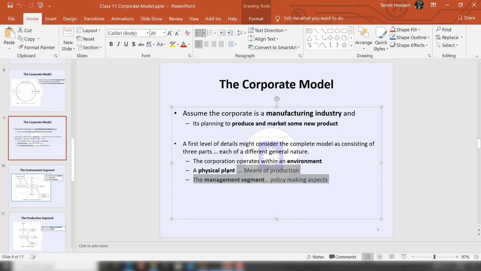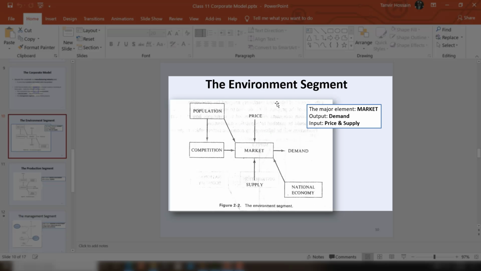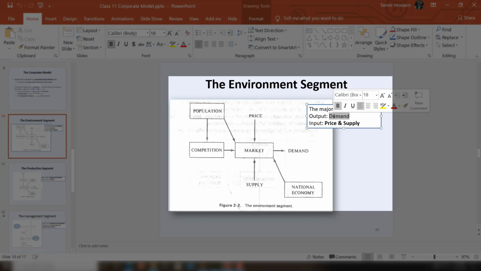So these are the three aspects of a specific corporate model. Let's dig into each of these specific top models. Now, if we look deep into the subsystems of the environment segment here, as you can see, the major element is the market, the output is demand, and the input is price and supply.